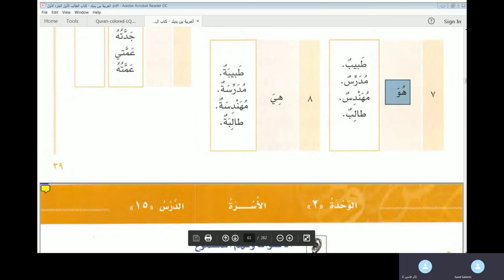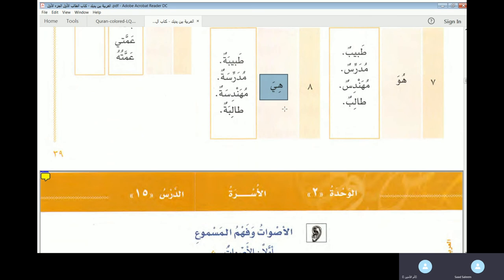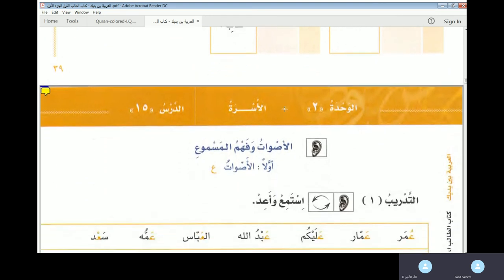Huwa tabib. He is a doctor. Huwa mudarris. He is a teacher. Huwa muhandis. He is an engineer. Huwa talib. He is a student. Hiya tabiba. She is a doctor. Hiya mudarrisa. She is a teacher. Hiya muhandisa. She is an engineer. Hiya taliba. She is a student.